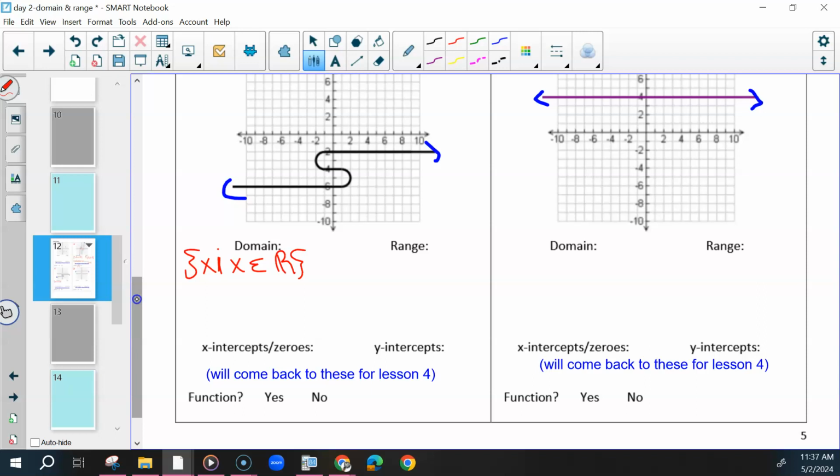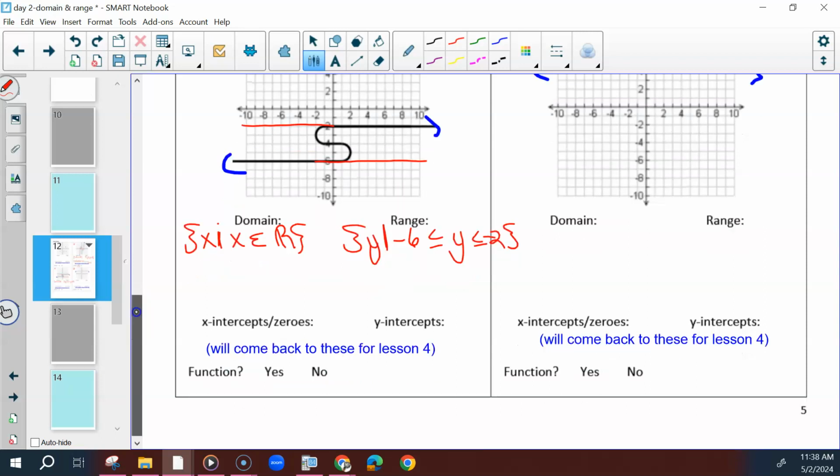Alright, range. Does that go on forever and ever in both directions? No. Why not? So it has a lowest point and it has a highest point. Then it has stopping points. Write this with the two numbers: -6 less than or equal to y less than or equal to 2. Isn't that negative? Yes. So sometimes they can be different. It depends on the function, on the graph.